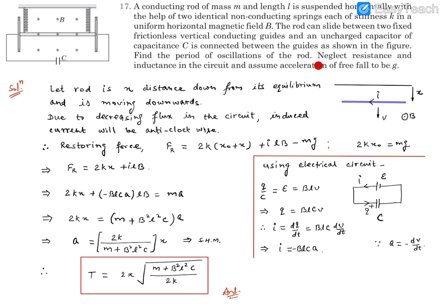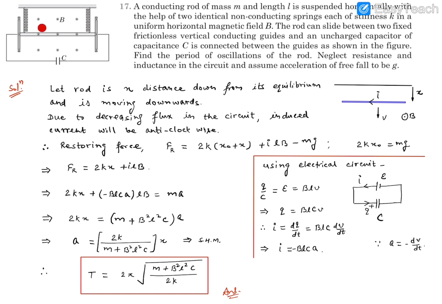Find the time period of oscillation of the rod, neglect resistance and inductance in the circuit, and assume acceleration of free fall to be g. So this is the picture. This horizontal is the rod, which is conducting, mass m, length L. These are conducting guides so that it keeps this rod horizontal, and these are non-conducting springs, and the magnetic field is existing outwards, and this is connecting a circuit, and with the circuit a capacitor C is connected, which is uncharged.